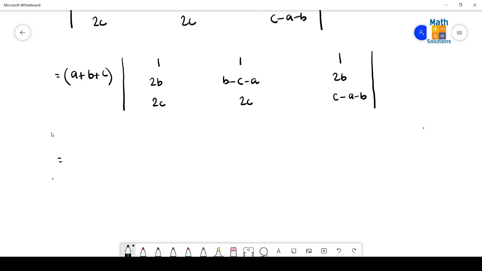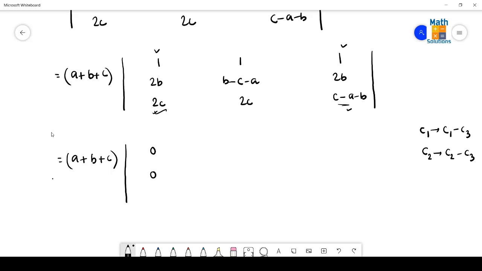Since the first row is carrying maximum number of ones, therefore we can proceed in this way. We shall have to proceed column wise to get zeros. So I prefer to proceed like this. C1 replaced by C1 minus C3. At the same time C2 replaced by C2 minus C3. Means with respect to the third column, there will be changes in first two columns. So C1 minus C3 will give us 0. Here also this is 0. Then 2C minus C plus A plus B, means after subtracting this element from this one, the result will come as A plus B plus C.